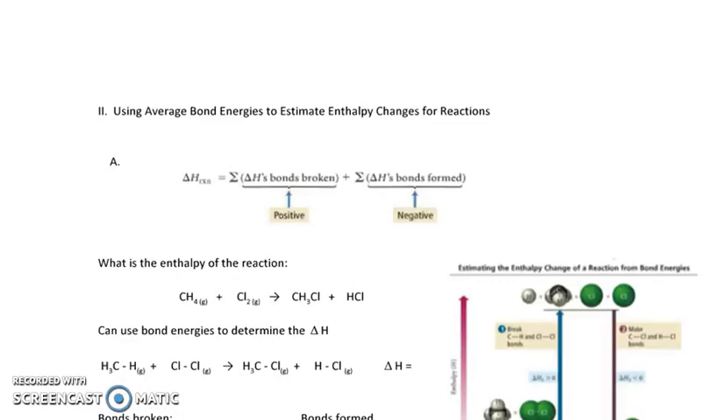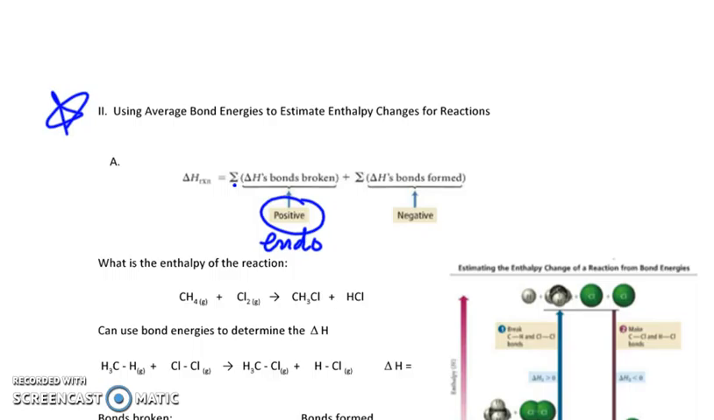Okay, how is this going to be used? This you'll probably see on an AP exam someplace, using the average bond energies to estimate the enthalpy change for a reaction. And your equation is the summation of the bonds broken. Again, that's endothermic, right? It takes energy to break the bonds. And then plus the summation of bonds formed.